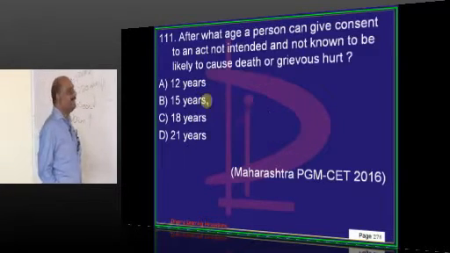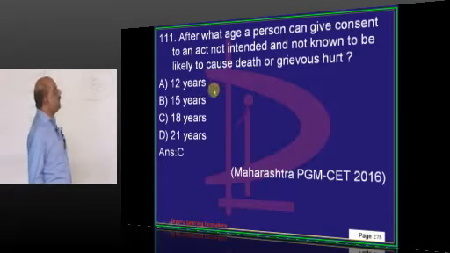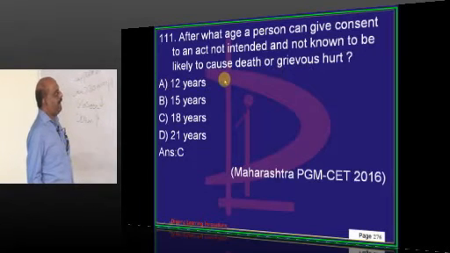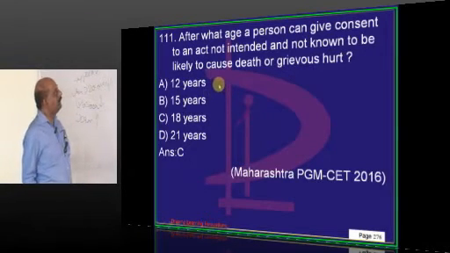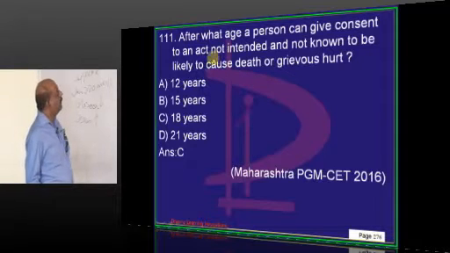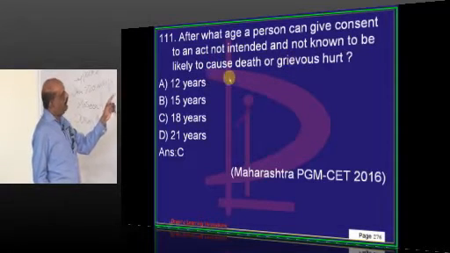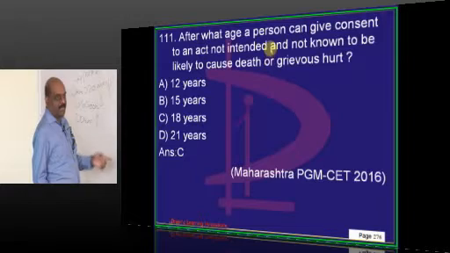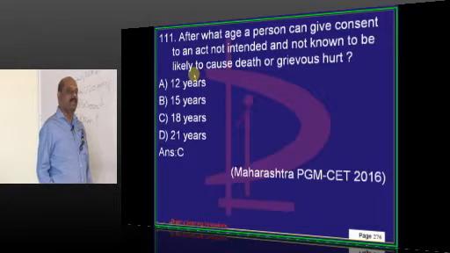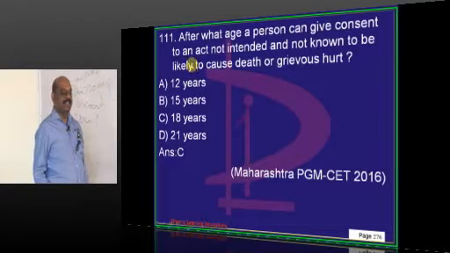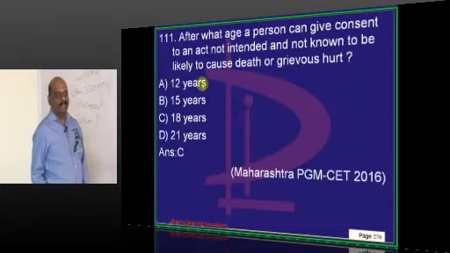After what age can a person give consent to an act not intended and not known to be likely to cause death or grievous hurt? I didn't understand the question. I mean, you can give consent for getting hurt to an act not intended and not known to be likely to cause death or grievous hurt. Are they trying to combine two questions, one on consent, the other on grievous hurt, and by mistake a hybrid statement came up? Is there any consent to be hurt also, which is not grievous? I didn't understand that.